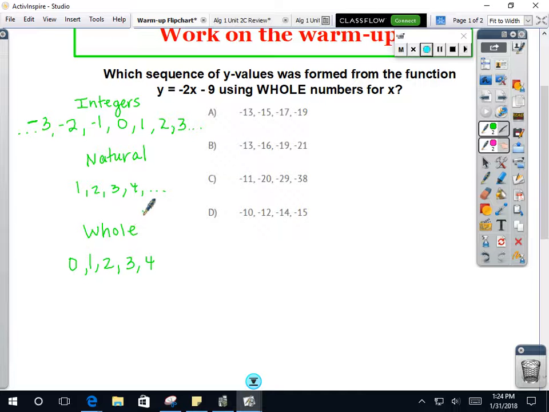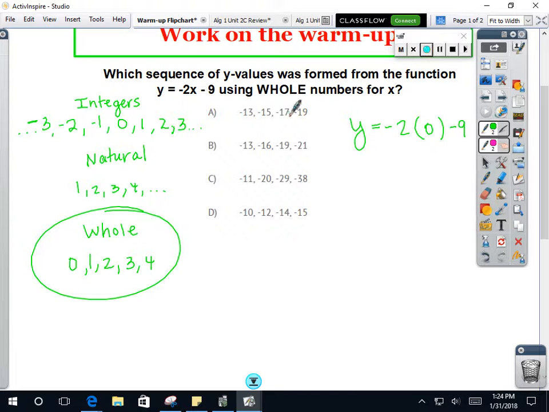Okay, so we're focusing in on whole numbers. The very first whole number that exists is 0. So if I take y equals negative 2x, because it says whole numbers for x, and I replace x with the whole number 0, and then don't forget the minus 9, what does that become? Y equals negative 9. Do you see a negative 9 anywhere in these lists? No. So we know 0 is not one of the numbers that we need to use.